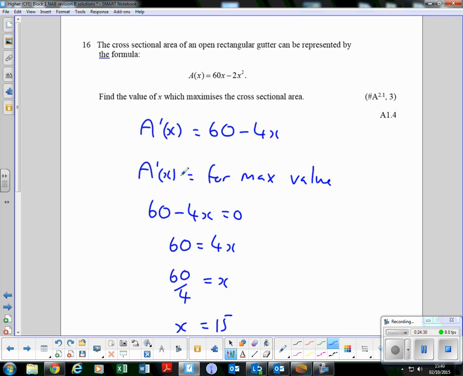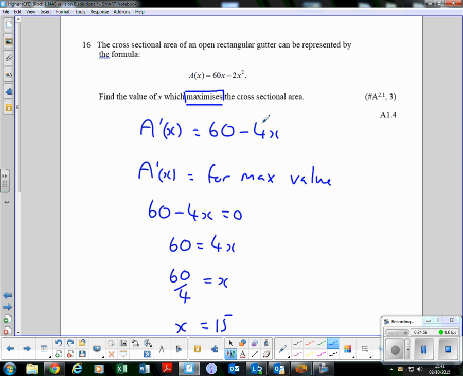One more question. The cross-sectional area of an open rectangular gutter can be expressed by this formula. Find the value of x which maximizes the cross-sectional area. Important word: maximize, minimize. It's an optimization question. We need to differentiate.